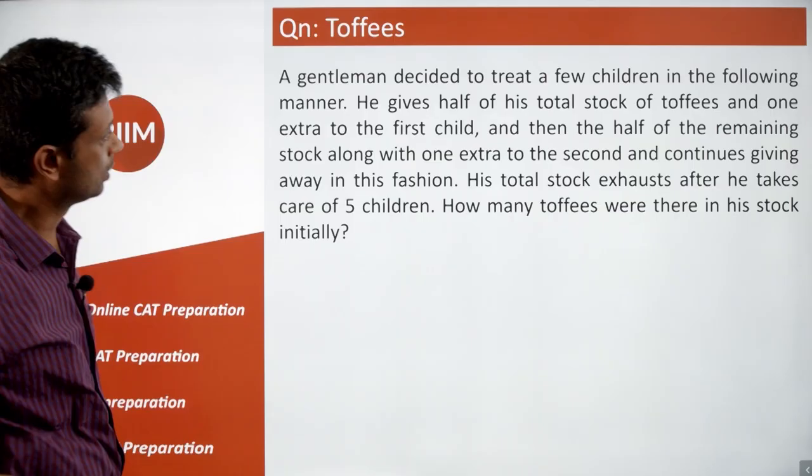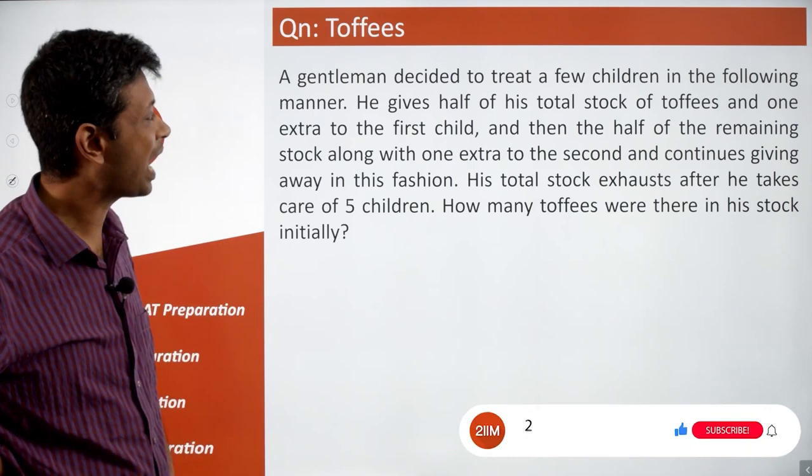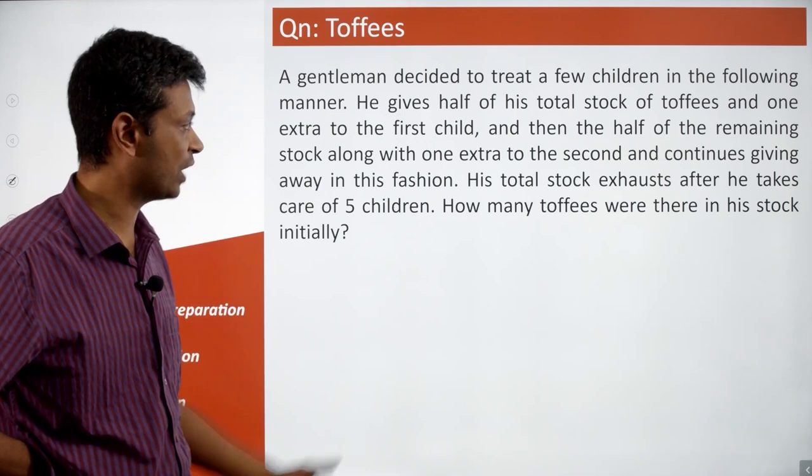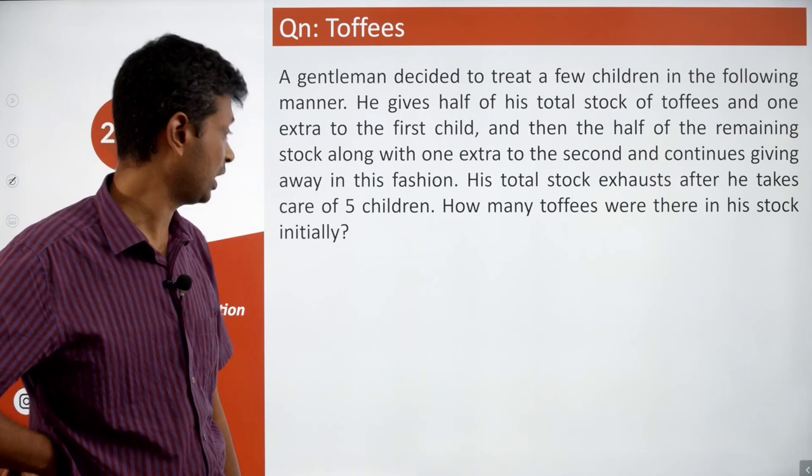A gentleman decided to treat a few children in the following manner. He gives half of his total stock of toffees and one extra to the first child. And then half of the remaining stock along with one extra to the second. And continues giving away in this fashion. His total stock exhausts after he takes care of 5 children. How many toffees were there in a stock?